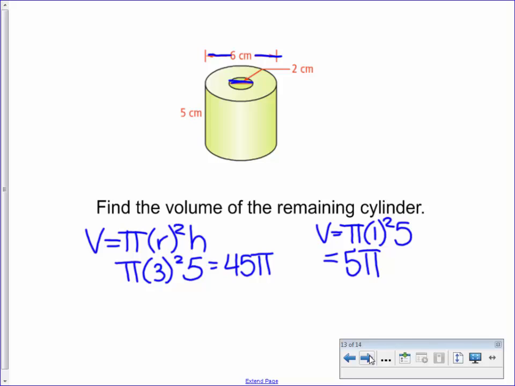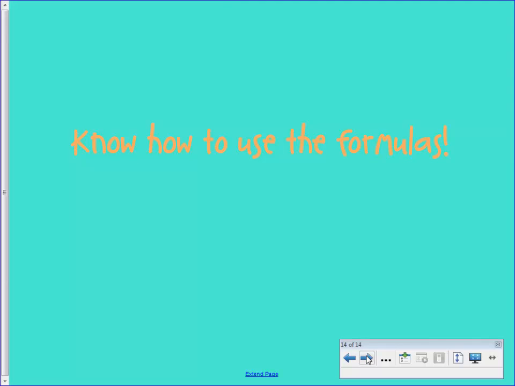We need to remove that center part, so I'm going to subtract 5 pi from 45 pi, which leaves me with the remaining of 40 pi. Or you can put it in decimal, I just like to keep it in terms of pi. So please know how to use each formula.